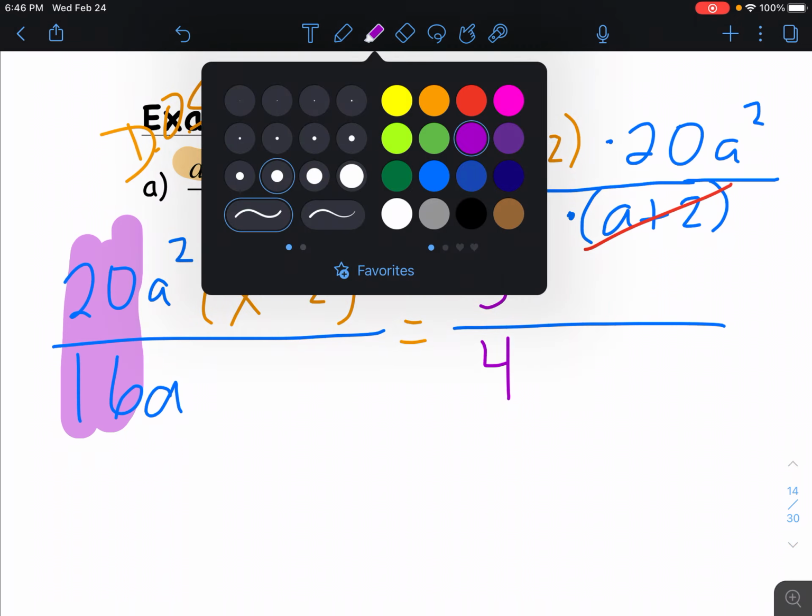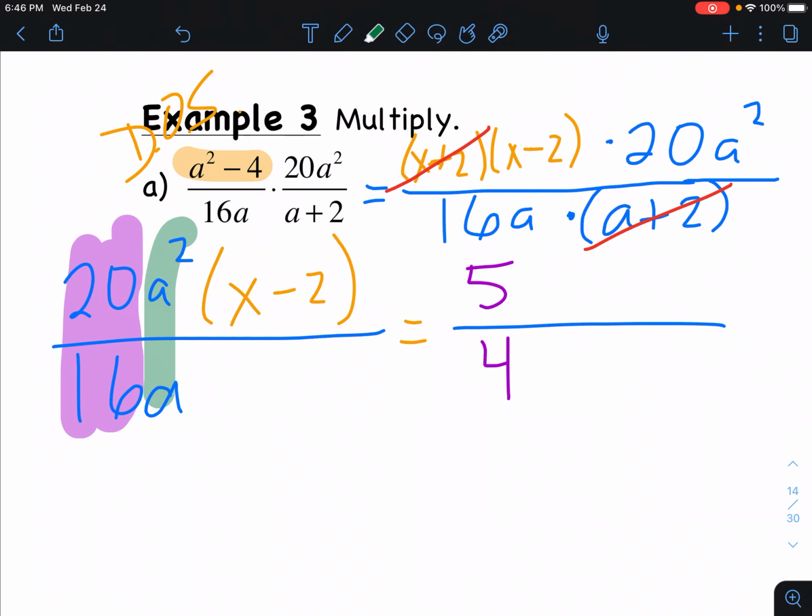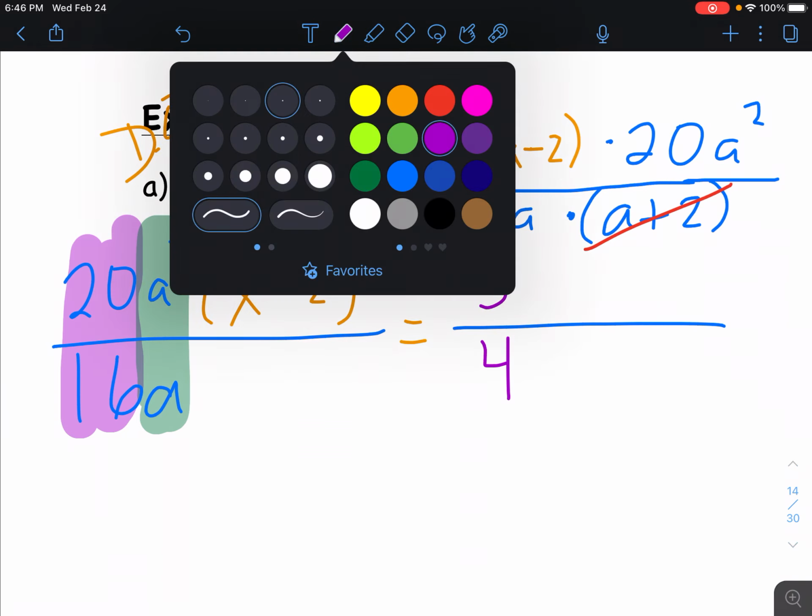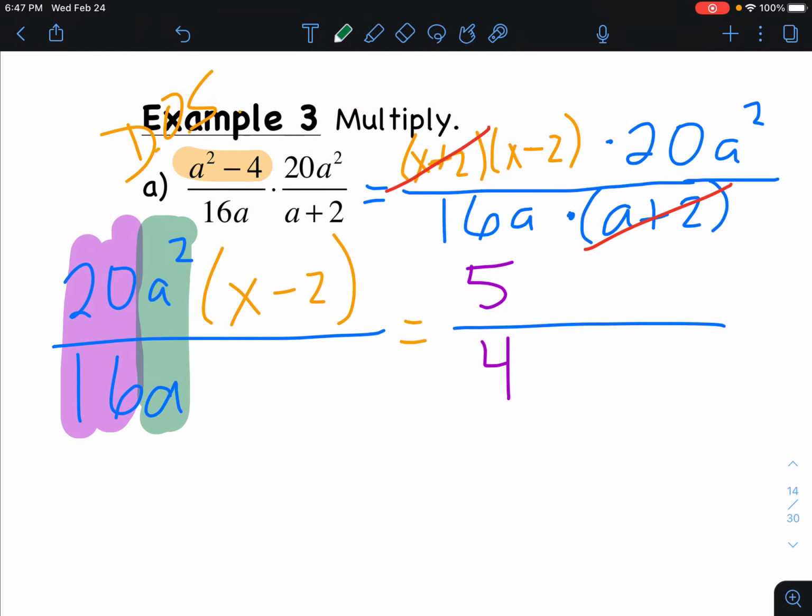Next, look at the a's in the monomial. A to the second divided by a is a. You leave the a at the top because the higher exponent is at the top. And then that x minus 2, drag it into your answer just like I said you would. And there you go. There's your answer: 5a times the quantity x minus 2, divided by 4.